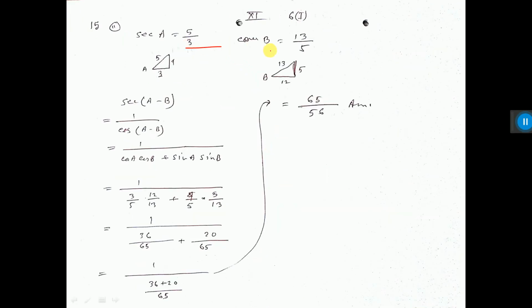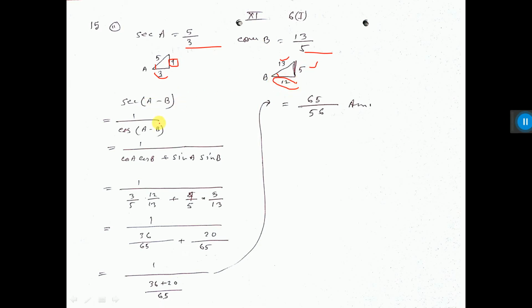Sec A given, cosec B given, so draw one triangle for A and another triangle for B. Sec means hypotenuse by base, so by Pythagoras theorem find the perpendicular, 4. Here also 13 by 5, cosec means hypotenuse by perpendicular, and find base by Pythagoras theorem.